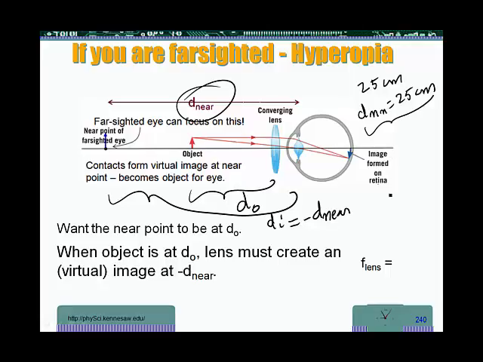So in our case, the object is going to be at 25 centimeters. Again, we would like the image to be virtual, but further away from the object, virtual to keep it upright. So again, 1 over f lens is going to be 1 over 25 centimeters. That's our DO, that's the desired DO, plus 1 over minus D near.